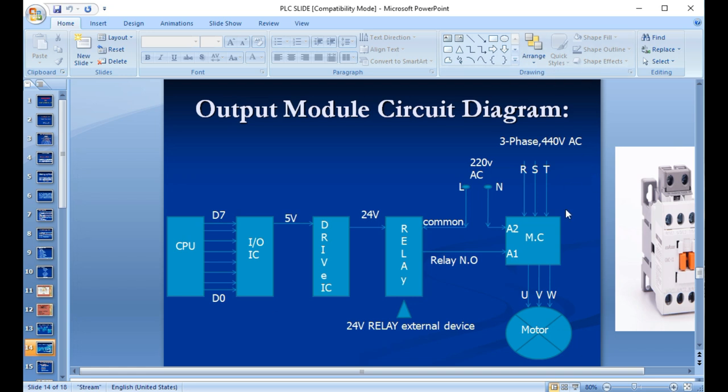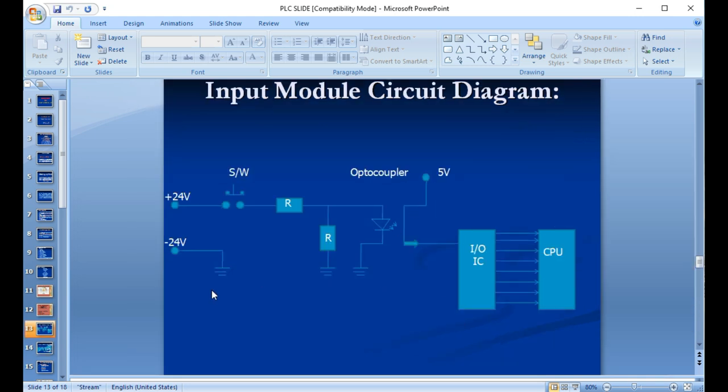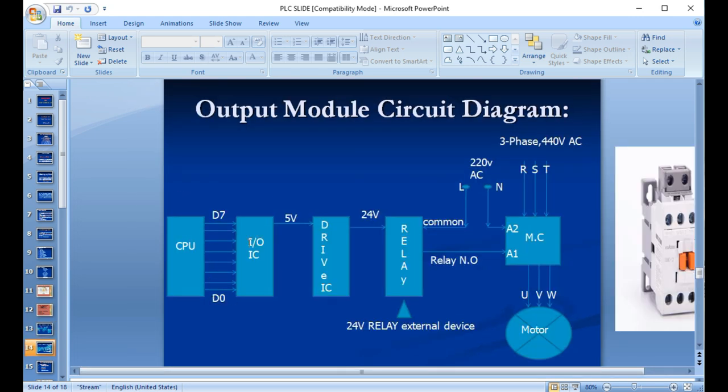That means the output part, what is that doing? What is here, and the CPU, and then go to the input output IC, or input sensing device, that is also an input output IC. We have an input output IC, a device IC. This is the final sector of any kind of PLC, and then a physical device, that means a 24 volt relay external output device.